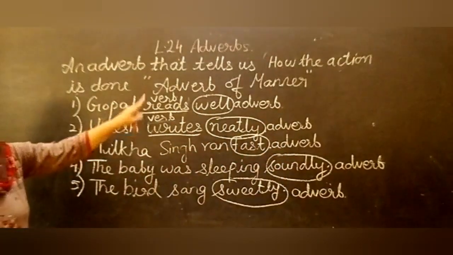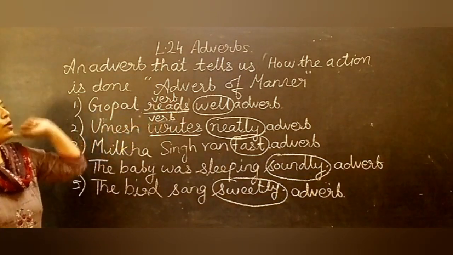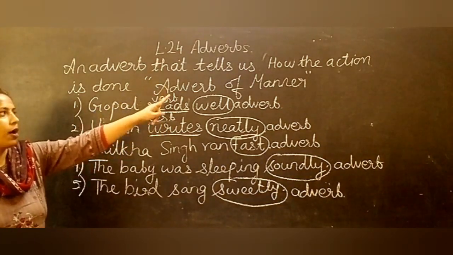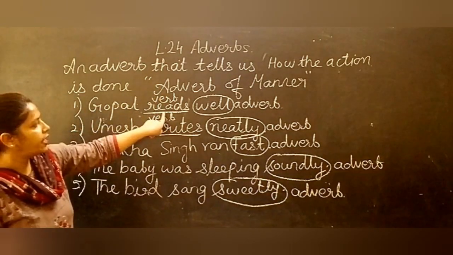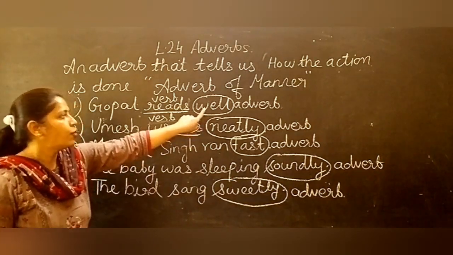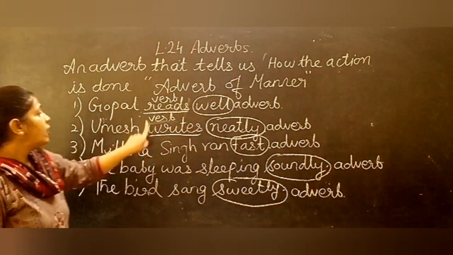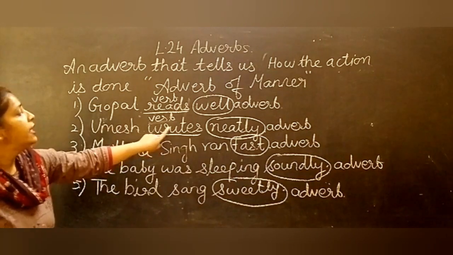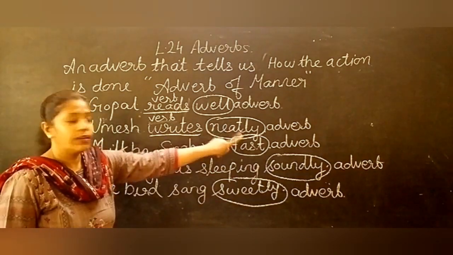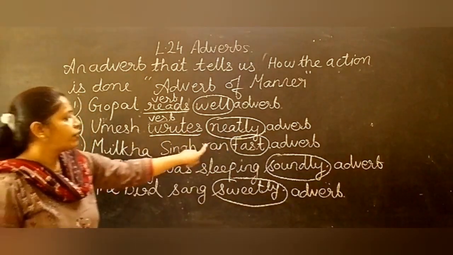So in adverb of manner, you should always ask the question how. How is the action of reading done? Well. So you got the answer well, adverb. How is the action of writing done? Neatly. Neatly is our adverb. How is the action of running done?